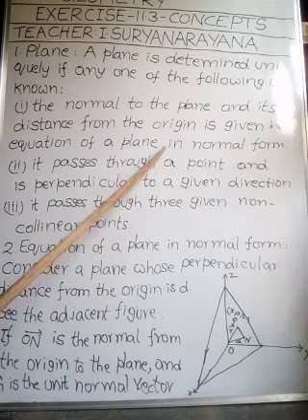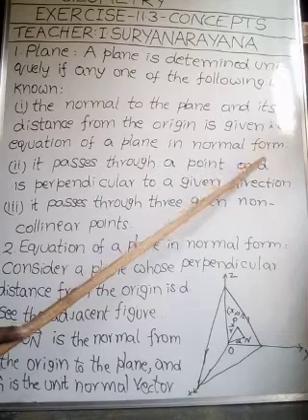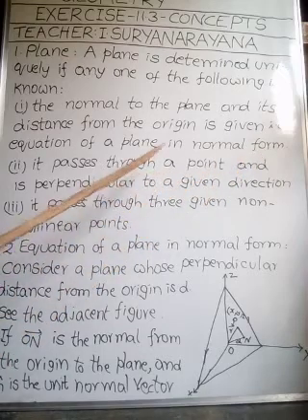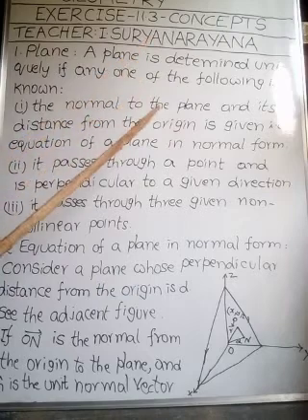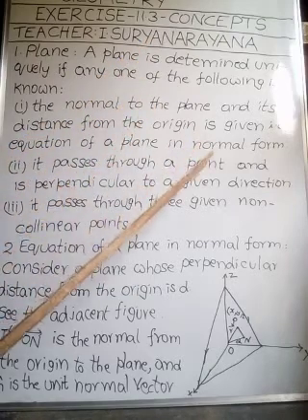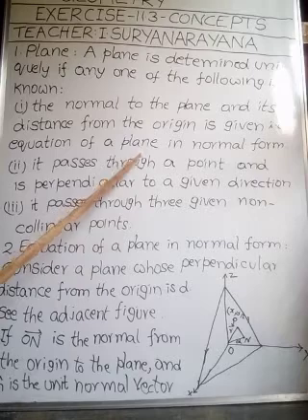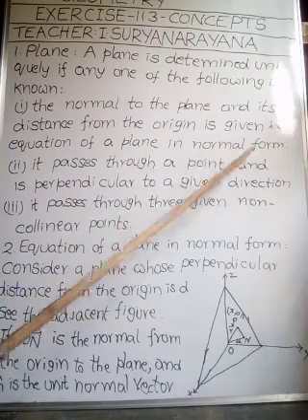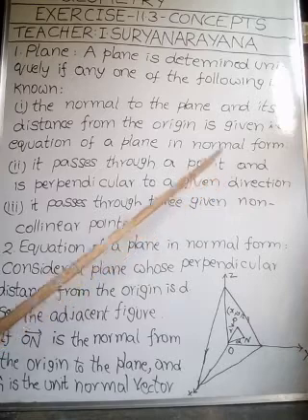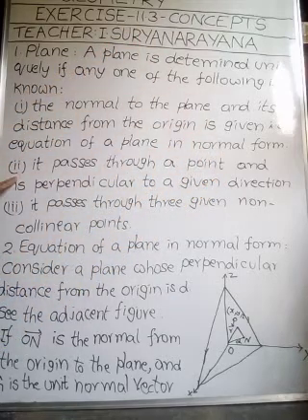This is called the equation of a plane in the normal form. In this case, the normal to the plane will be given and its distance from the origin will also be given. In that case, we write the equation of the plane. That is called the equation of the plane in the normal form. Understood this point, my children? Right. Come to the second point.